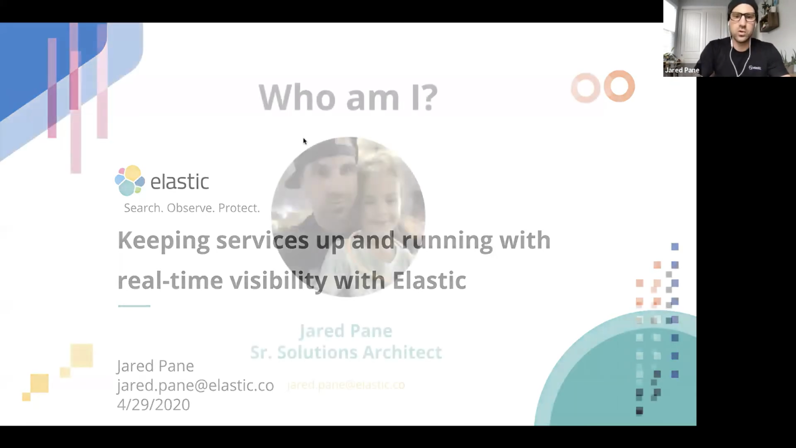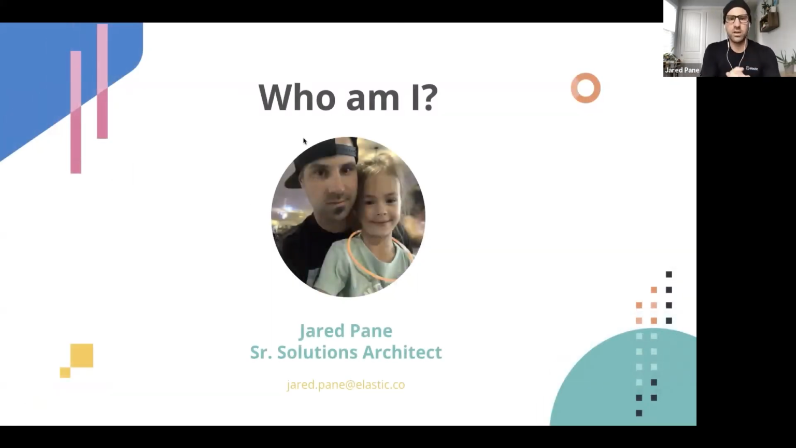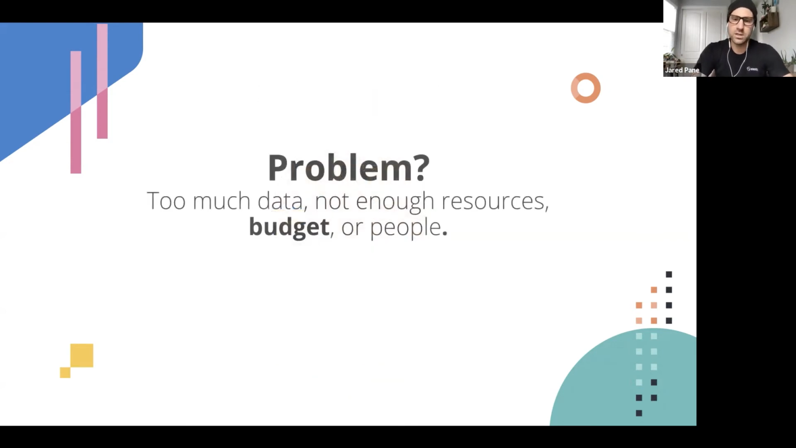So who am I? That is me on the left, not on the right, or vice versa on your screen. I'm Jared Pane. I am the Senior Solutions Architect here at Elastic for the SLED team. And I cover the West Coast mostly, but the entire SLED team, hence being a team, we cover the entire United States.